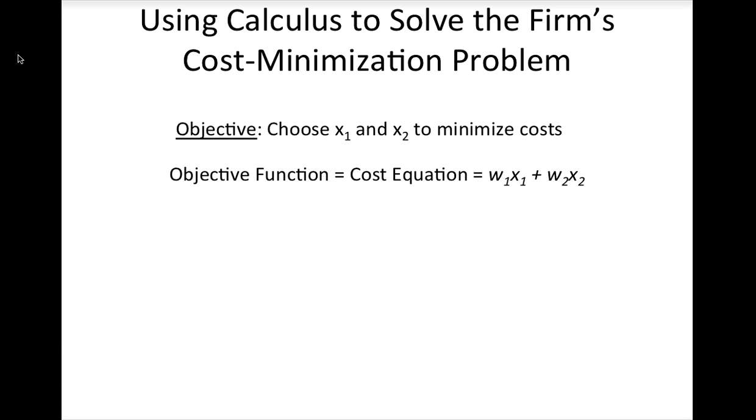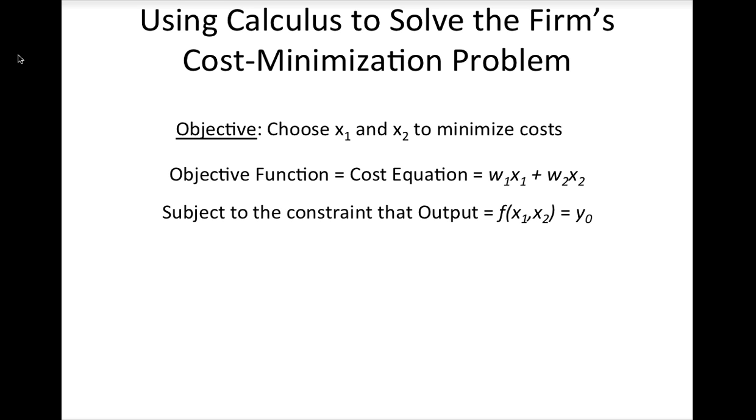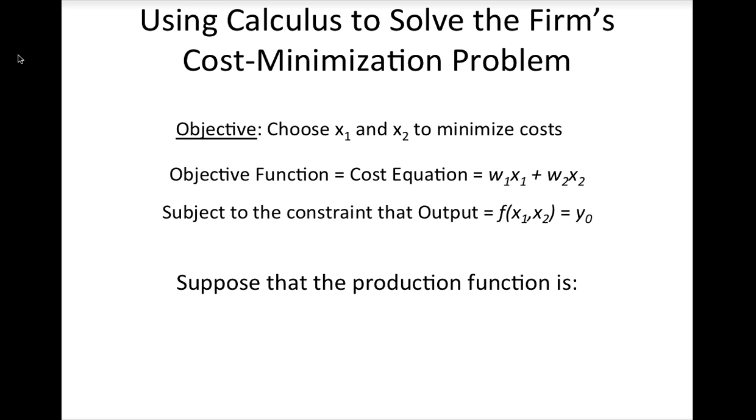Now that we've seen how to use graphical analysis to solve the firm's cost minimization problem, we will work through an example using calculus. Let's start by setting up the problem. The firm's goal is to minimize its costs, so its objective function is the cost equation. The firm doesn't want to minimize just any costs, but the cost to produce a particular level of output. So the constraint is its production function, which describes how much output a firm can produce with a given quantity of inputs. Now that we've set up the problem, let's consider an example.